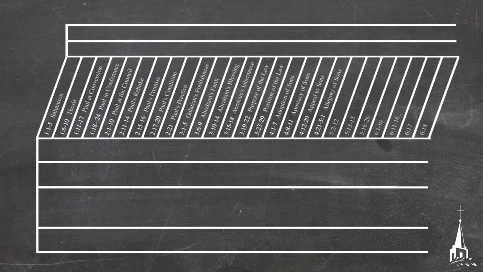5:2 through 12, profiting in Christ. 5:13 through 15, loving in the church. 5:16 through 26, walking in the Spirit. 6:1 through 10, reaping in the household. 6:11 through 16, the epilogue. Verse 17, the postscript. And 6:18, the benediction.